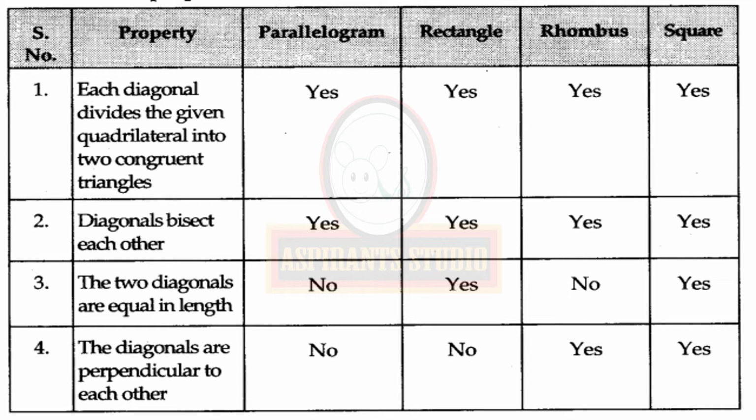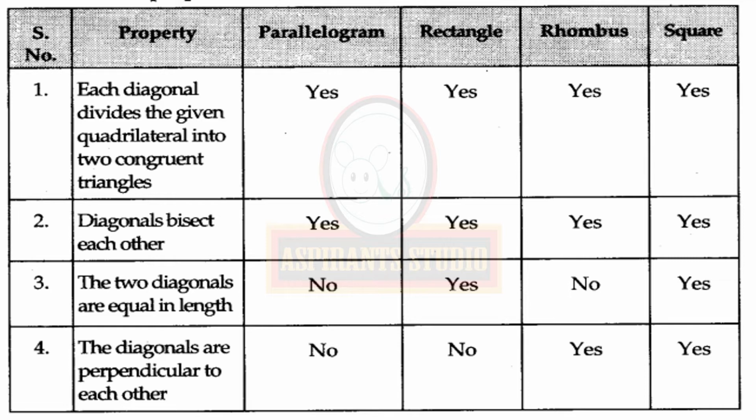So if you are asked to write the types of parallelograms, the types of parallelogram will be rectangle, rhombus, and square. Now let us see the property of each: parallelogram, rectangle, rhombus, and square. Each diagonal divides the given quadrilateral into two congruent triangles. Yes for parallelogram, yes for rectangle, yes for rhombus, and yes for square. So this property is there for all the four figures: parallelogram, rectangle, rhombus, and square.